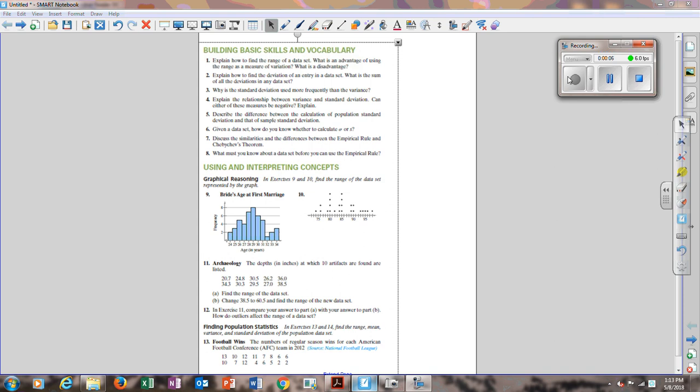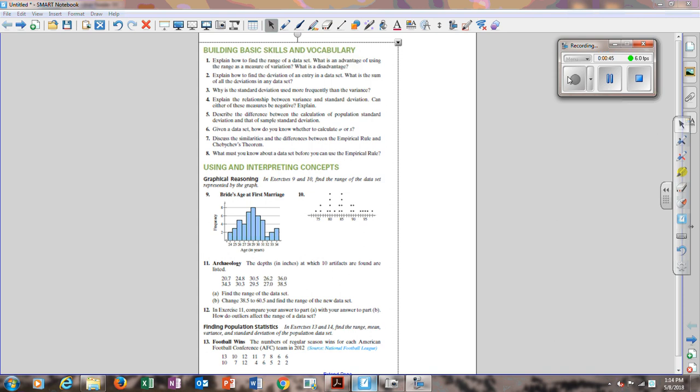All right, we're going to go over the 2.4 homework today. Number one, explain how to find the range of a data set. The range is simply the largest number minus the smallest number, or the difference between the largest and smallest. An advantage of using the range as a measure of variation is it shows you how far the data is spread out. A disadvantage is it does not take outliers into account. So if you have one number that's way out further than the rest of the data set, then it does not take account for that and makes it look like all the numbers are out there.